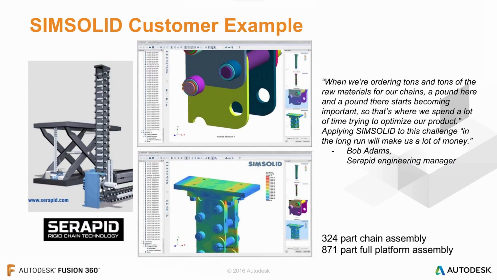And their challenge was, these are very complicated assemblies. You can see that just the chain by itself is 324 parts, and including the scissor lifts and things like that, their models were pushing 1,000 parts. They found that using SIMSOLID, they could analyze this entire assembly on a design basis. And what I mean by on a design basis is it wasn't just to validate; it was to help size the design. So they would use it iteratively as they were using their design software, and then going into SIMSOLID to evaluate the performance.